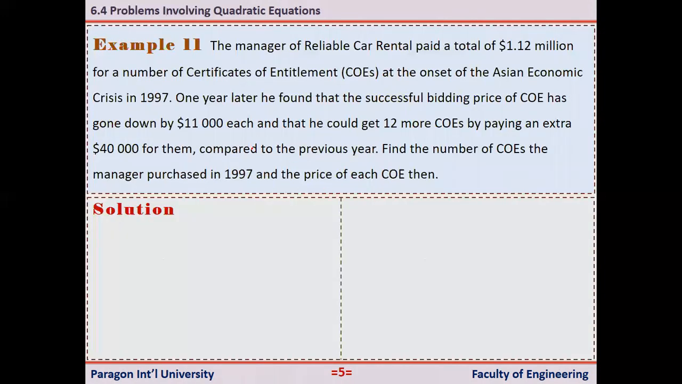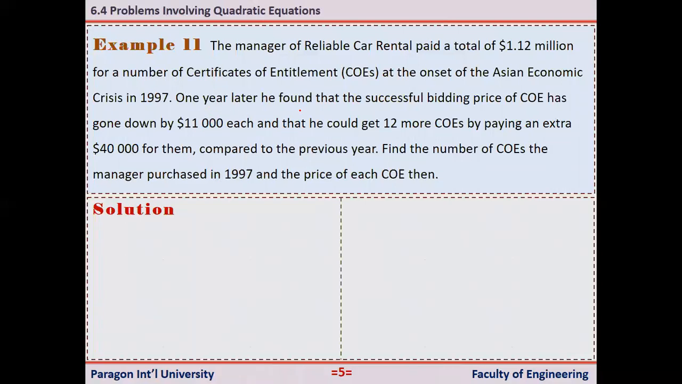In example 11, it says that the manager of Reliable Car Rental, a company that rents out cars, paid a total of $1.12 million for a number of certificates of entitlement, COEs, at the onset of the Asian economic crisis in 1997. So when the Asian economic crisis started, they bought a number of, say, N certificates. And they paid $1.12 million.